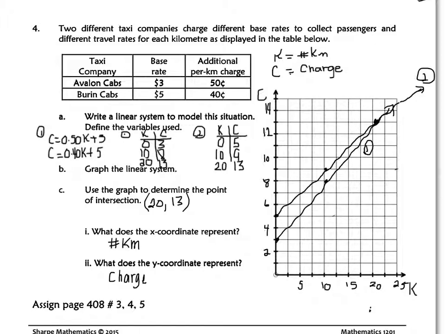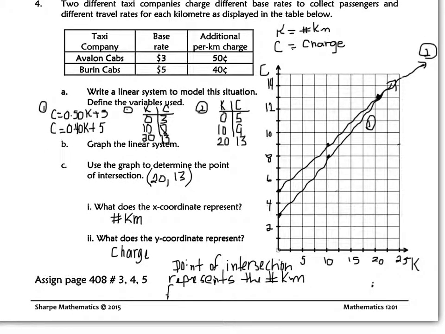So therefore, the point of intersection represents the number of kilometers for which both companies charge the same fare.